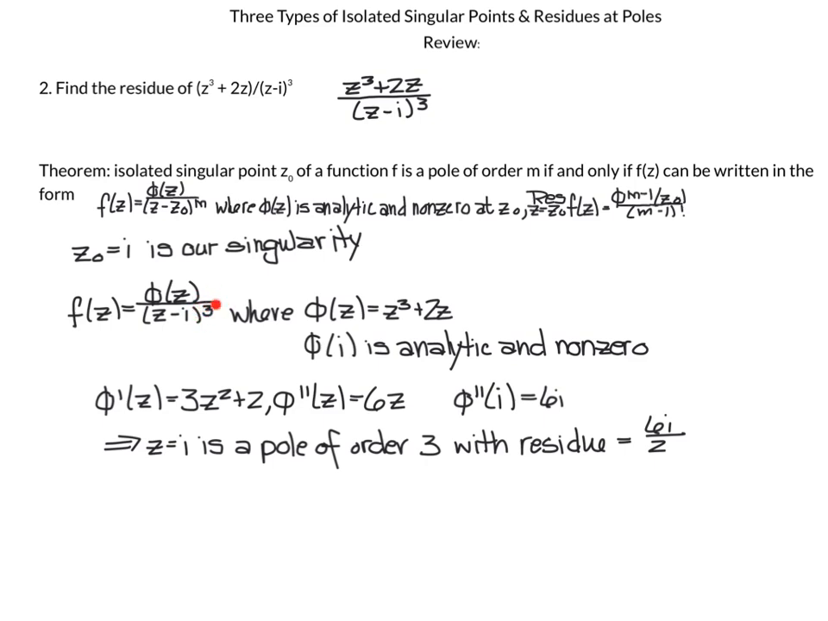pole of order 3, and then to calculate our residue, since we're at 3, we need the second derivative of phi. So I took the first derivative of phi and got 3z squared plus 2. The second derivative then would be 6z, and when I plug in i I get 6i. So z equals i is a pole of order 3 with residue. Now we have our 6i divided by 3 minus 1 factorial, which is 2 factorial, which is just 2. So here is our residue.